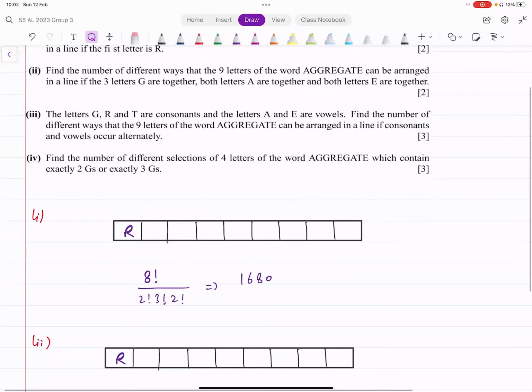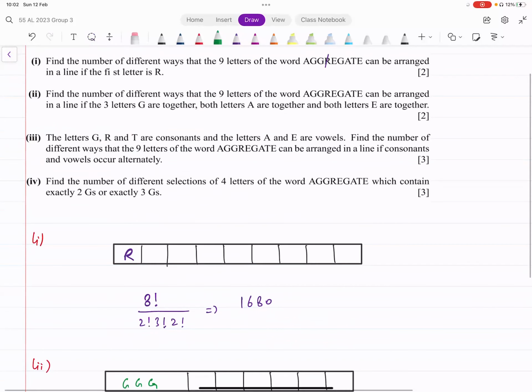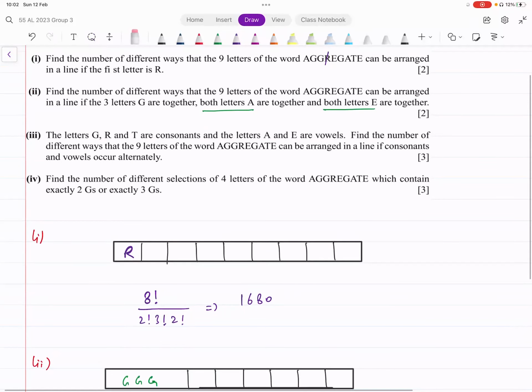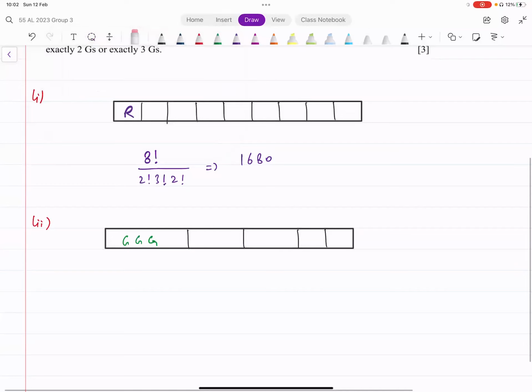Now what we want is the 3 G's together. So there are 3 G's, we want them together. We put them in a single box. We have 3 G's. And both letters A and both letters E are also together. We have 1 box for A and 1 box for E.